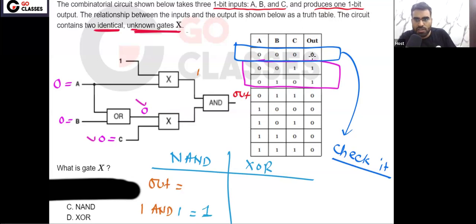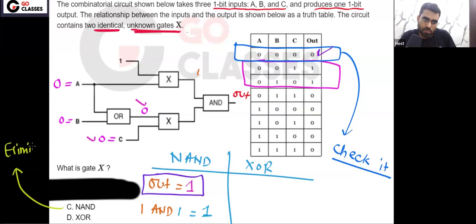So definitely this option is gone, because actually the correct answer is out should be 0. Yes or no? In the case of NAND, you are getting out equal to 1, but actually out should be equal to 0. So this option is also gone, this is also eliminated. Is this point clear to everyone? Let me know, did you understand this point? This is the question, and finally, the answer will be XOR. This will be the final answer.